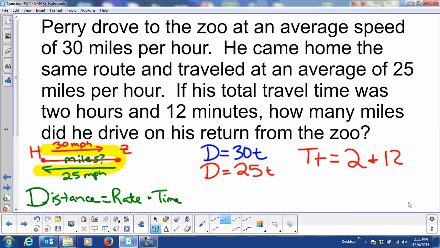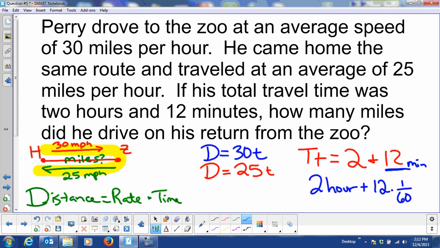We don't generally like to mix up units, so I'm going to say this is 2 hours, and I want to change the 12 minutes into hours. Well, since it's in minutes and I want to turn it into an hour, I have to think how many minutes are in an hour. Well, I'm going to put a plus there, 12 minutes, and I know that there are 60 minutes in 1 hour.